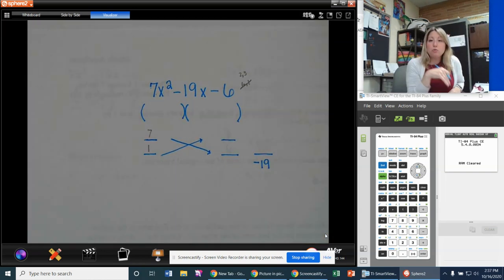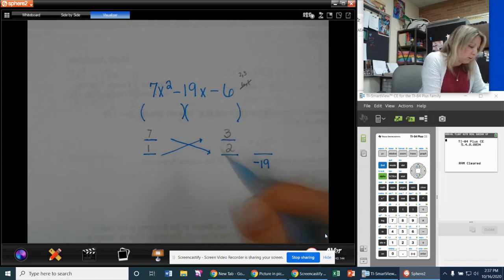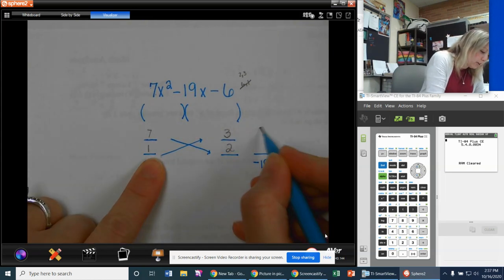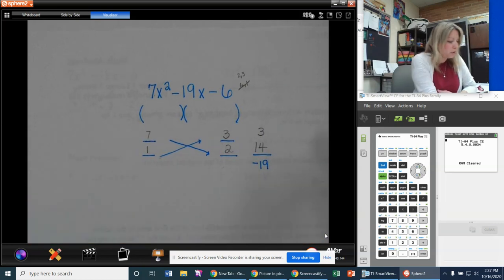So now I know 2 and 3 has to work somehow. So let's figure out how that would work best. Let's try it this way. 1 times 3 is 3, and 7 times 2 is 14. Oh, 3 plus 14 is 17.